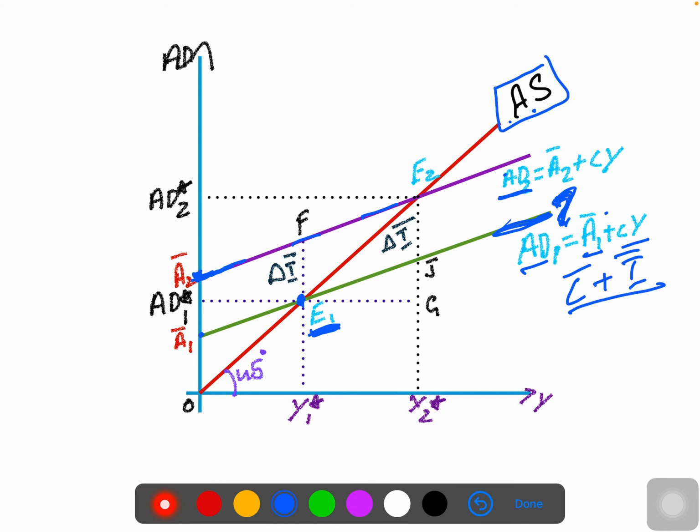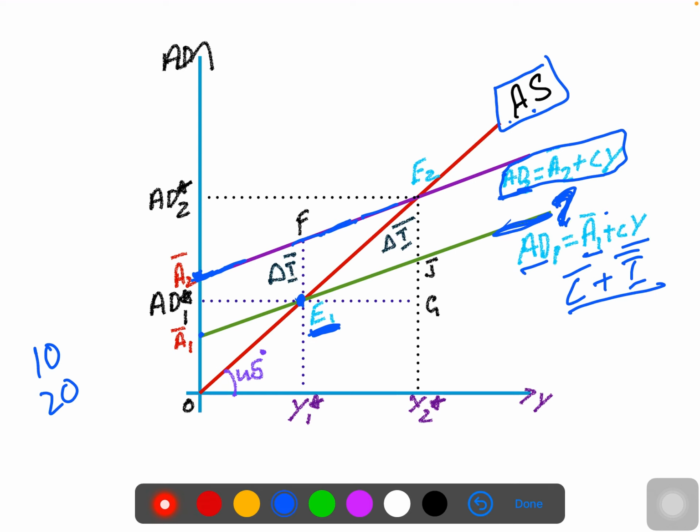Now the aggregate demand shifted upward. Let's see what changes we are going to see. When we got the new aggregate demand, this purple line, the aggregate supply is again going to intersect with the new aggregate demand curve at this point. You can see the investment got changed. The change in investment is from E1 to F, so from J to E2. Now the investment got increased.